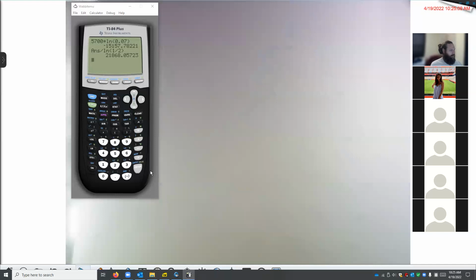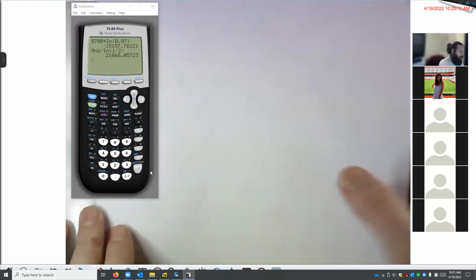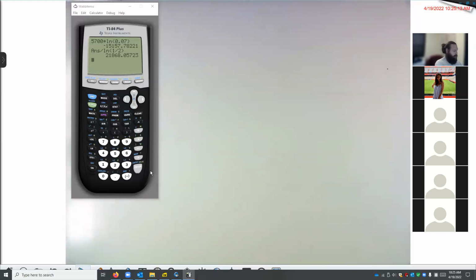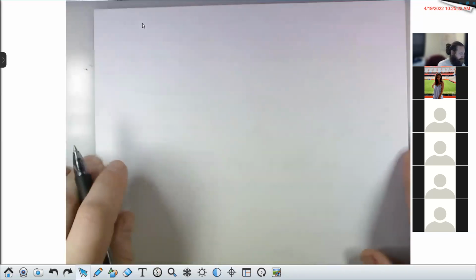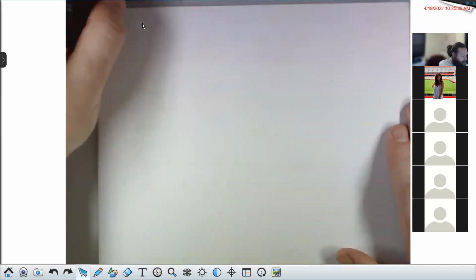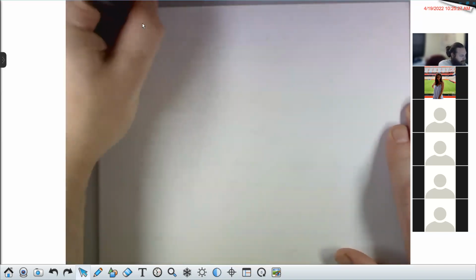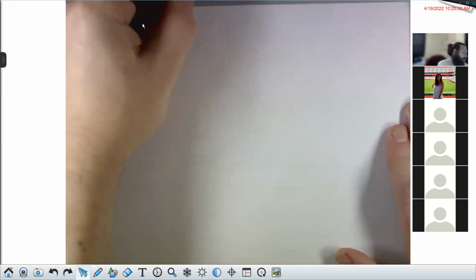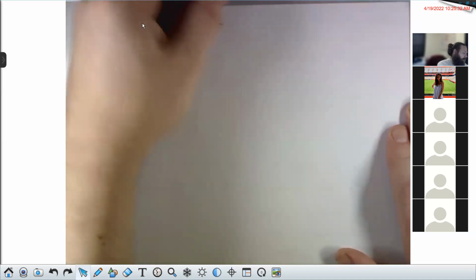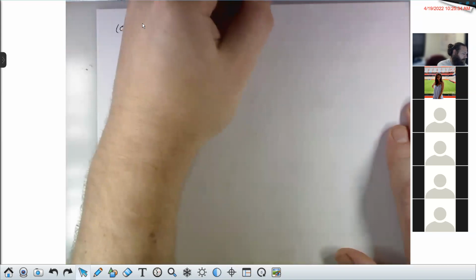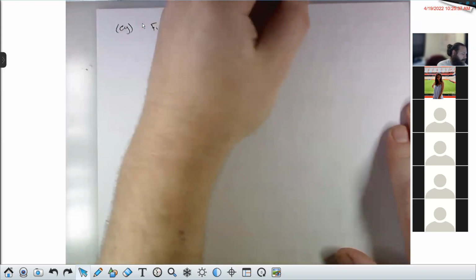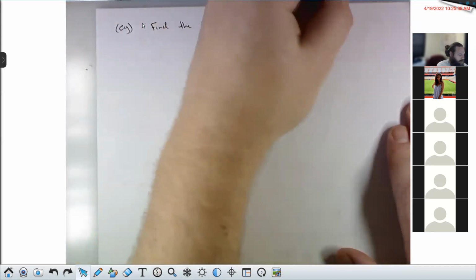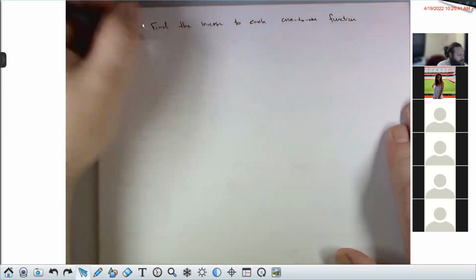Okay. We wanted to take another look at inverse functions. We already looked a little bit at inverse functions through a table, but let's do a problem where we solve explicitly for an inverse function. Let's find the inverse to each 1-to-1 function below.